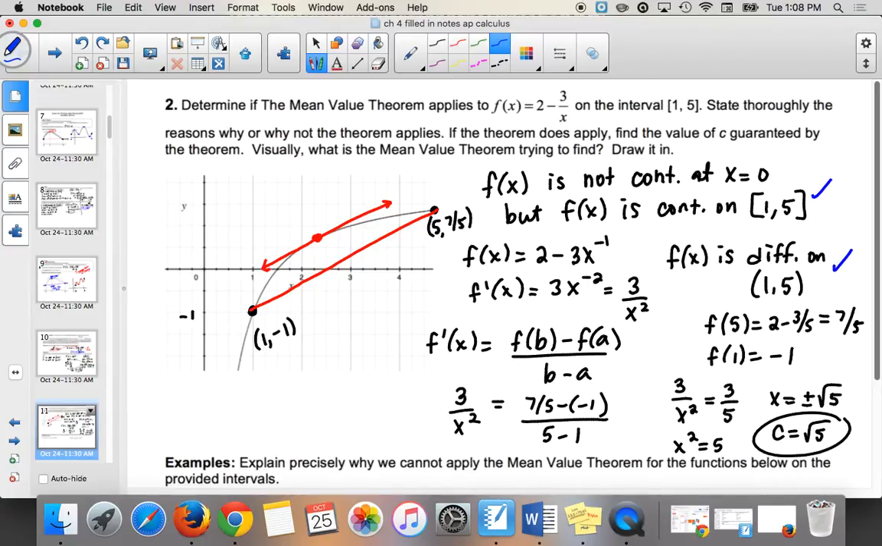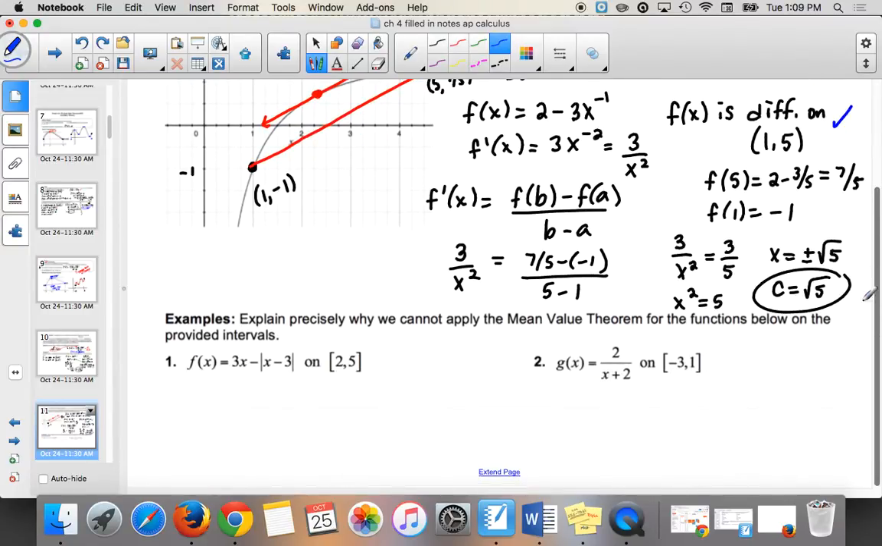Somewhere around there. Okay? Does that make sense? All right. So explain precisely why we cannot apply the mean value theorem for the functions below on the provided intervals. So what do you think, Ian? For number 1, it's because it's not differentiable at x equals 3. Yep, exactly. Not differentiable at x equals 3.